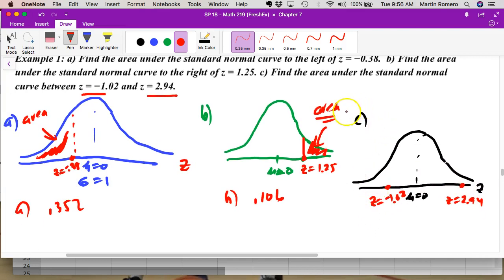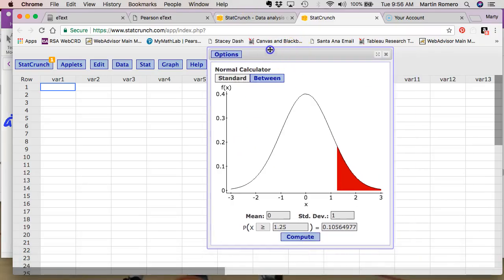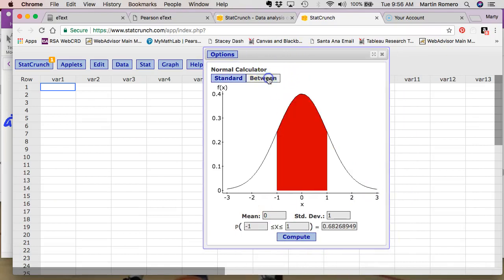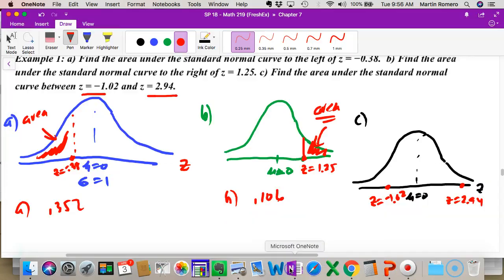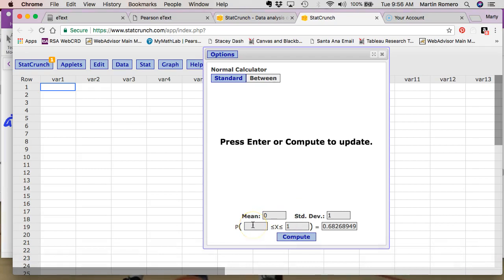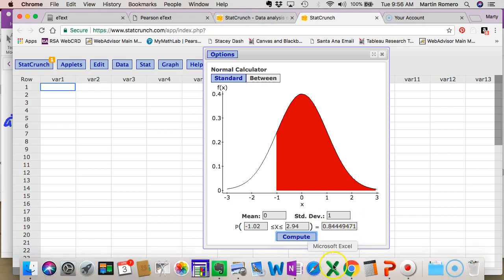And so the answer for C, we go to StatCrunch again. And we're going to use the between one. And in this case, I already forgot the values. So let's go back a little to look at that. Negative 1.02 and 2.94. And what I like is in StatCrunch, you get the actual normal curve and you get the picture. So we're trying to calculate, the red part is the area. And so 0.844 is our answer there.